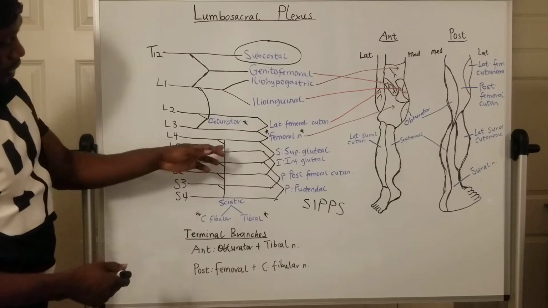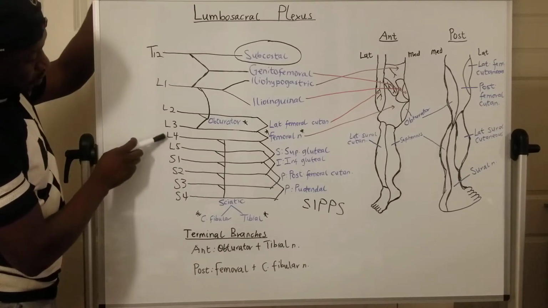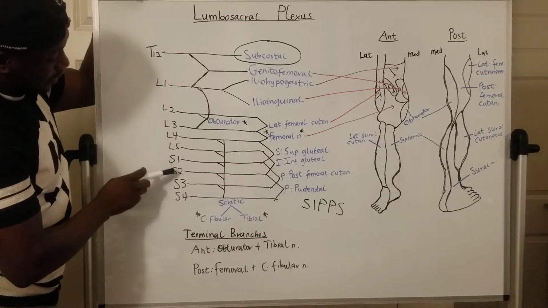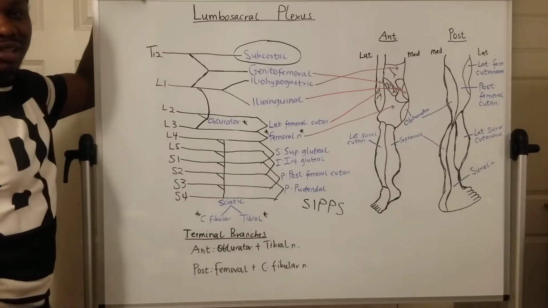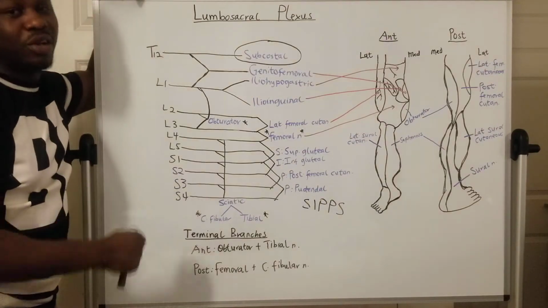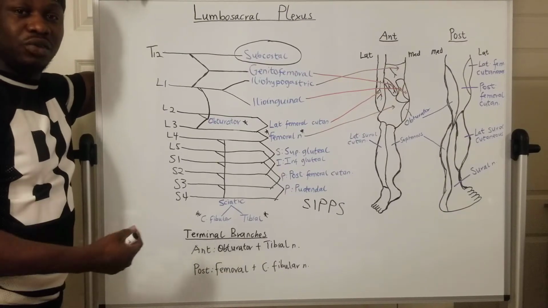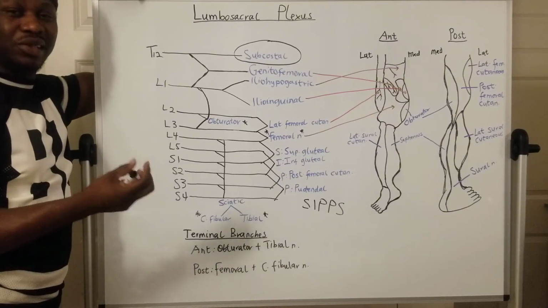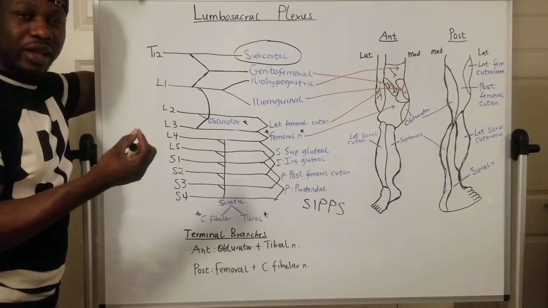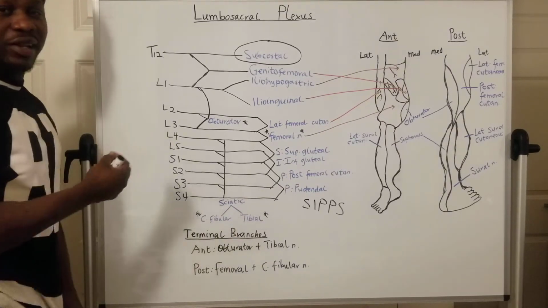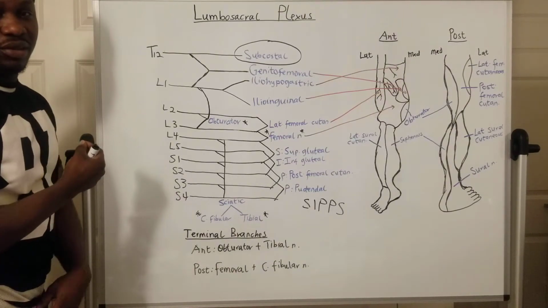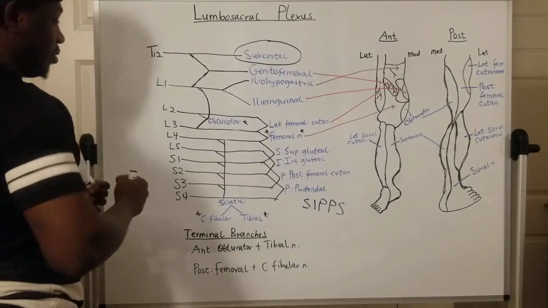Look at the sciatic nerve. It goes all the way from L4, L5, S1, S2, S3. Guess what? It is the biggest nerve in the human body. So every time you are doing lab or the practical, and they tag a nerve which looks really, really big, right there you know you are looking at the sciatic nerve. It's very big.